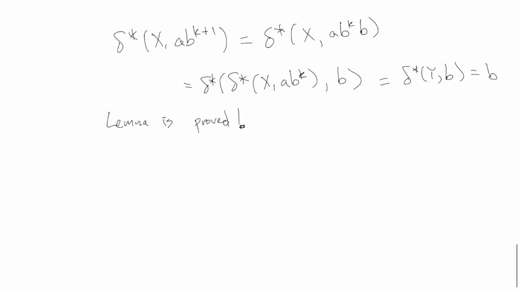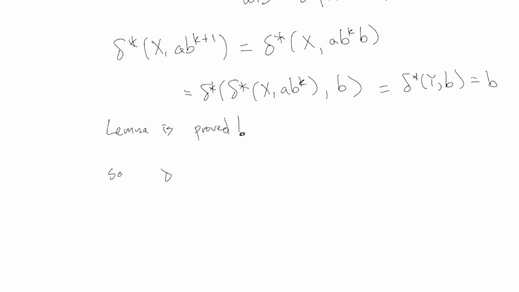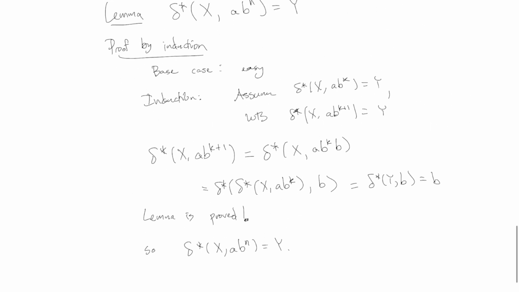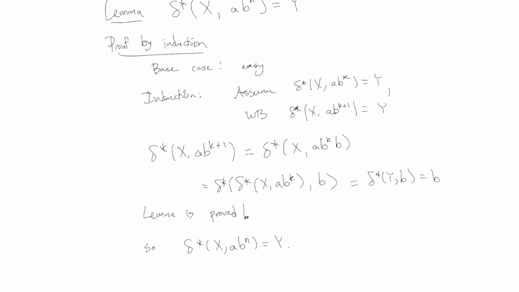So now we have shown delta star of x, a b^n equals y. That was the lemma. Sorry, I did that kind of quickly, but all the details are exactly the same as those other examples that we have just been doing several times.